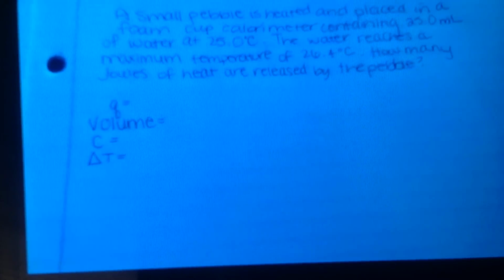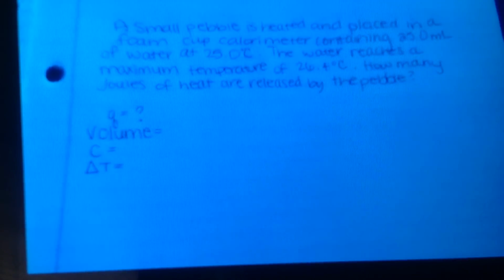So in this problem, Q means the heat energy, volume is volume, C means specific heat, and delta T is the change in temperature. It's asking us how many joules of heat are released by the pebble. Our volume is 25 milliliters. Our specific heat of water is 4.18 joules per gram times degrees Celsius. And our delta T, our change in temperature: we subtract 25 from 26.4, which comes from our problem, and we get 1.4 degrees Celsius.